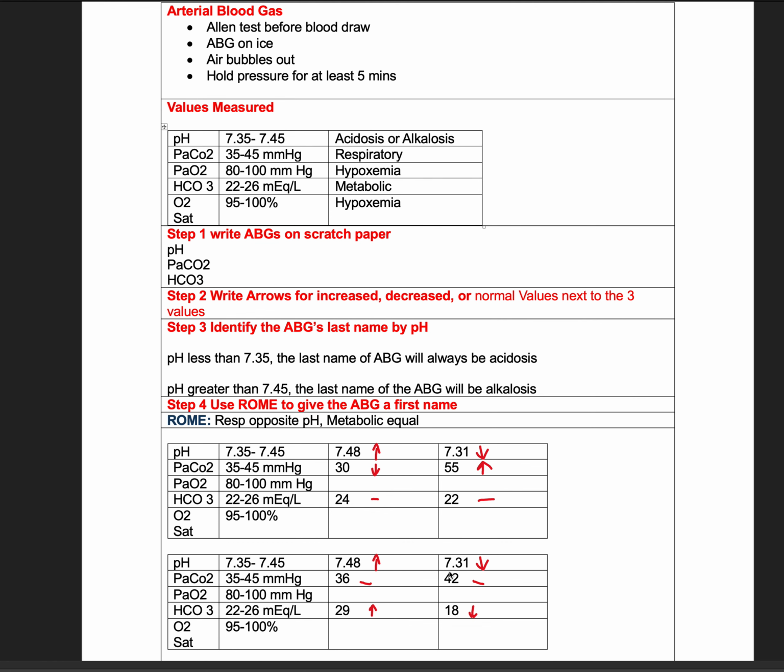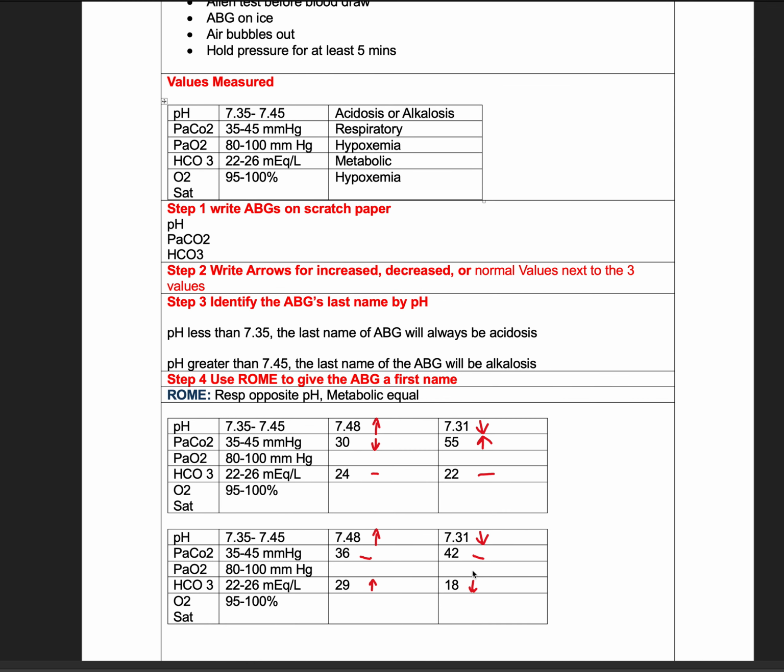Let's look at this one. 7.31, it's a down arrow. My last name is acidosis. My PaCO2 is normal. So I'm going to move on to my bicarb. And my bicarb has a down arrow because it's low. So these two arrows are going in the same direction. So this is metabolic acidosis. Okay, you see how easy that is?